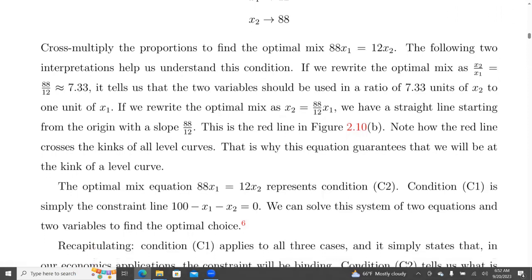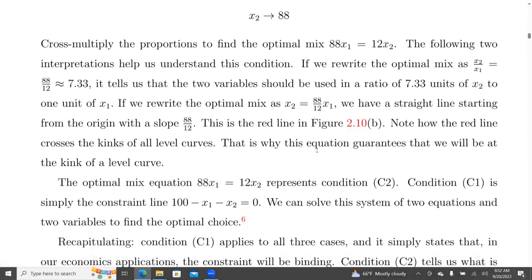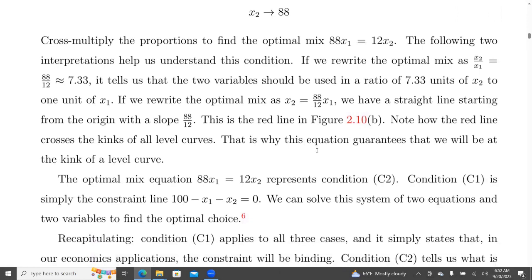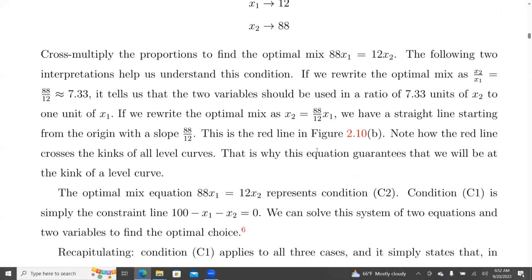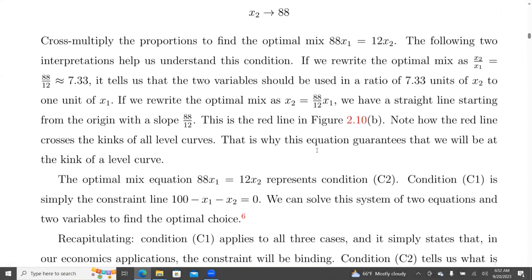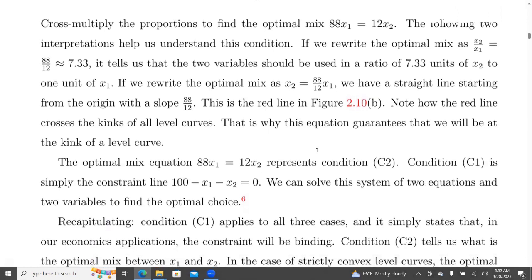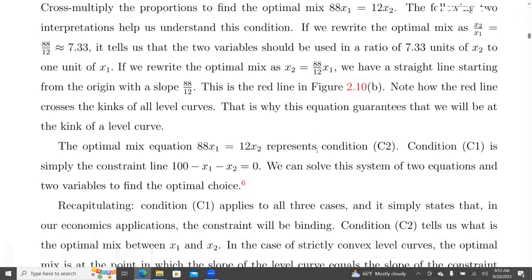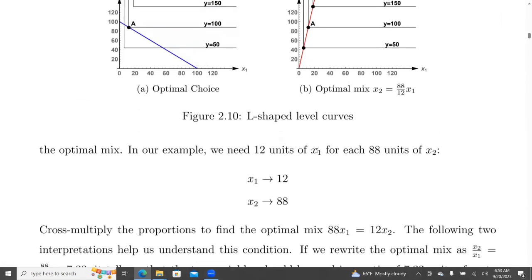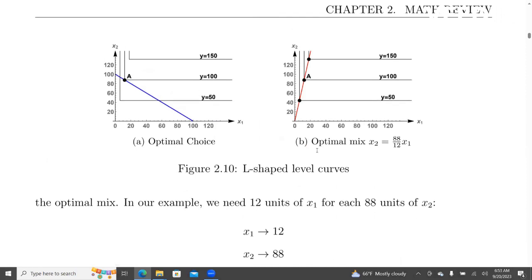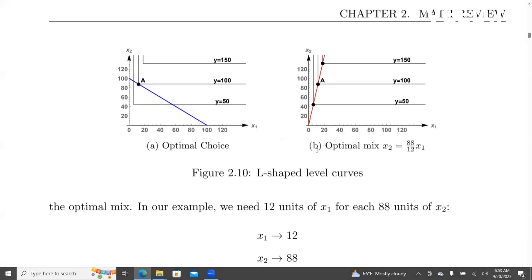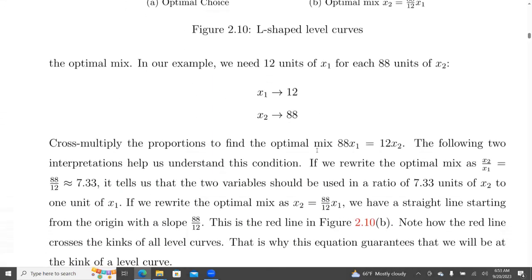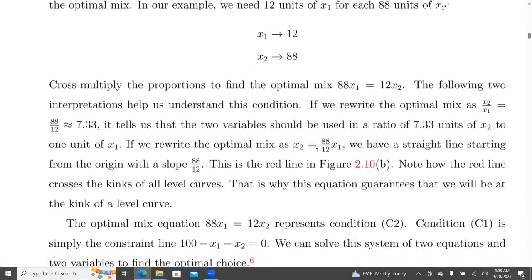If we rewrite the optimal mix as x2 equals this, we have a straight line. They got that from just a ratio: x2 over x1 equals the two values, the slope, the ratio. We have a straight line starting from the origin with a slope of this. This is the red line. They do all of that to get that red line there. And every point on that red line is at a kink.